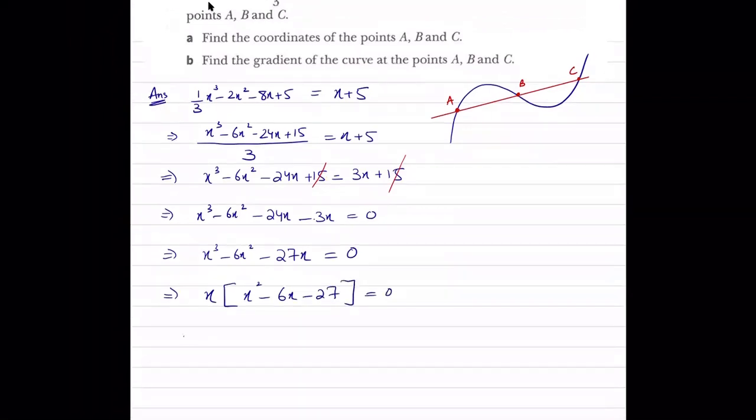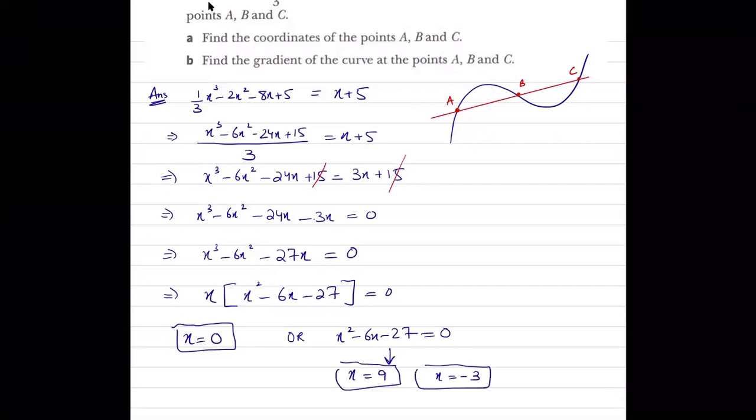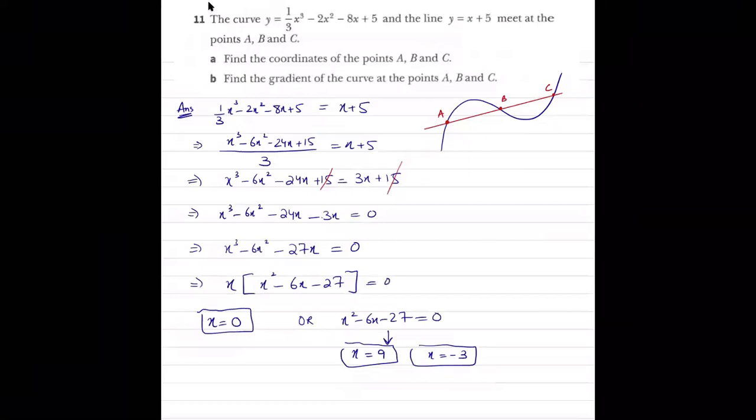And to find the values, I'm going to say x is equal to 0, or x squared minus 6x minus 27 is equal to 0. I'm going to solve this quadratic equation. So one value is x is 0. Okay, so if I solve this, what do I get? I'm getting 9 and minus 3. So x equals 9 and x equals minus 3. I'm sure you guys can do this. So these are the three x coordinates.